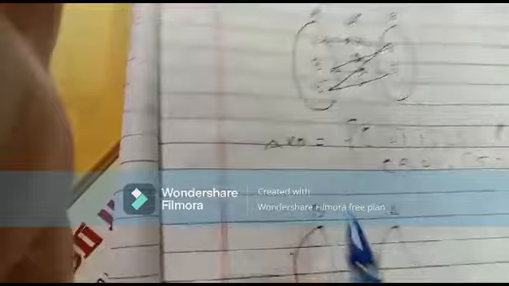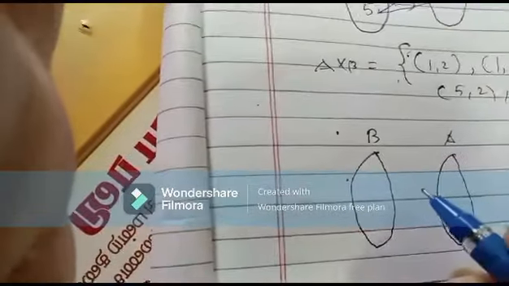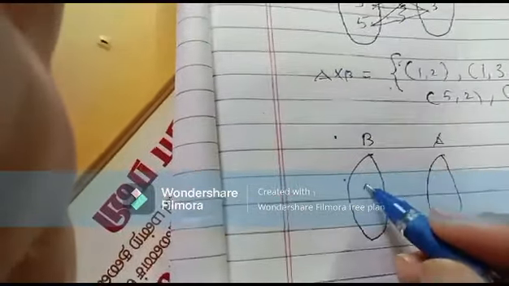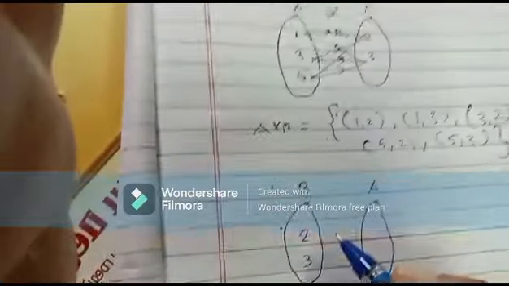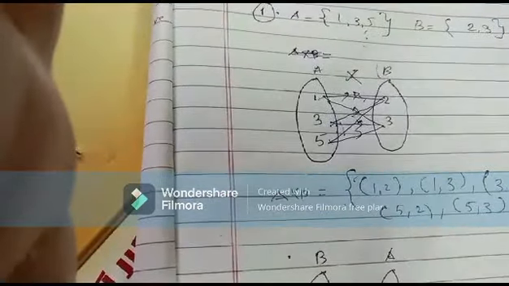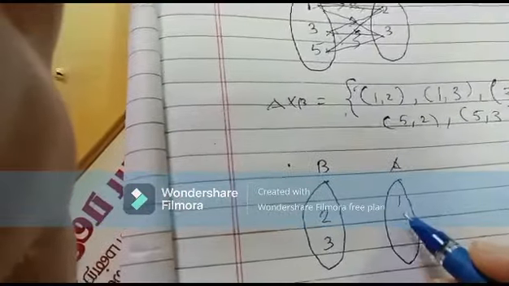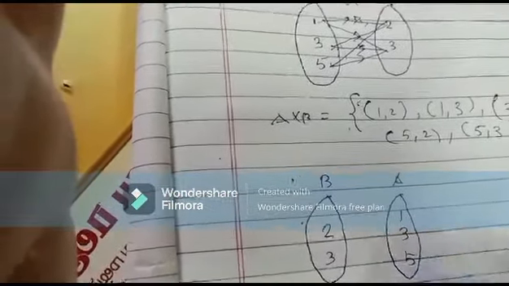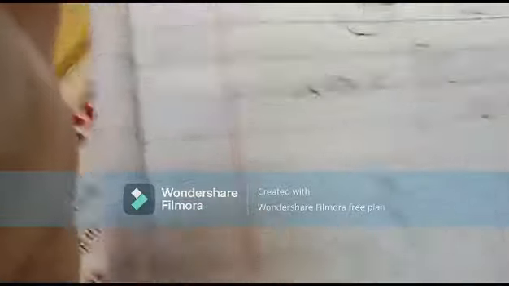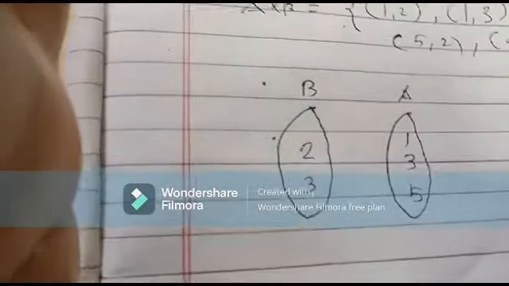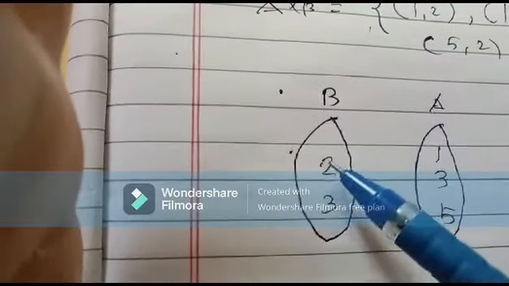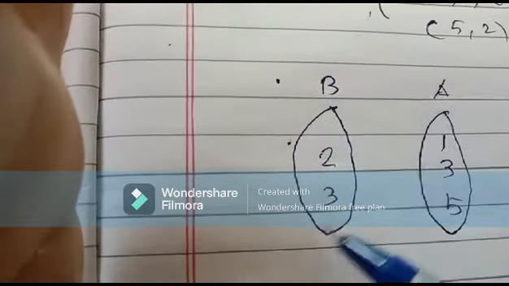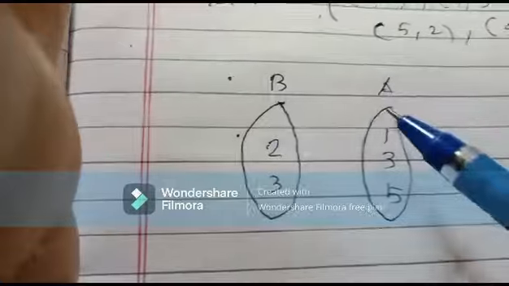Okay, now what are all the elements in B? 2 comma 3, right? So we have to fill 2 and 3 here. And what are all the elements of A? It is 1, 3, 5, right? So similarly you have to match all the elements of B to all the elements of A, right?